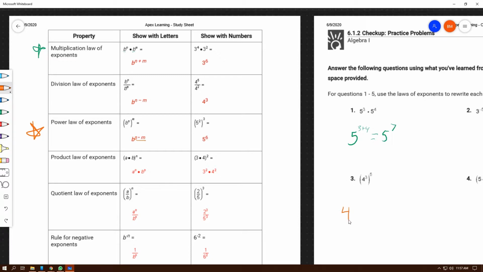So for our example, we have a 3 exponent and then a 5 outside. This could be a 3 times 5. And the base stays the same, obviously. It'll be a 4 to the 15th power. Just multiply. Right, and that's the power law of exponents.